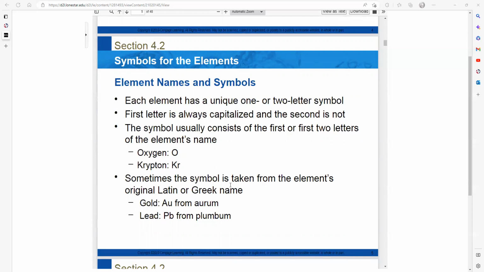Some of the names of the elements come from Greek. For example, gold, we don't write G or GO, we write AU because it comes from this word that is from the Greek language. Same thing happened with lead. The symbol is PB because it comes from plumber. That is the name of this element in Greek.